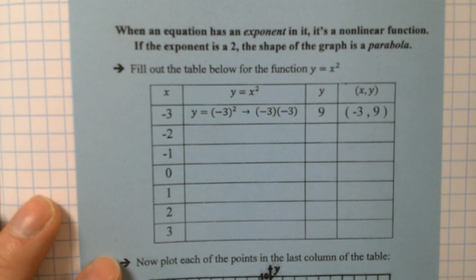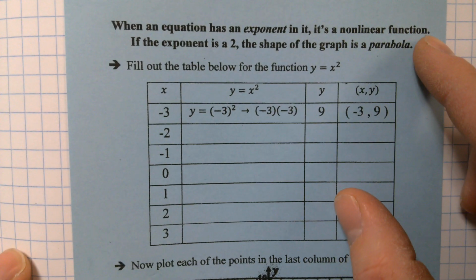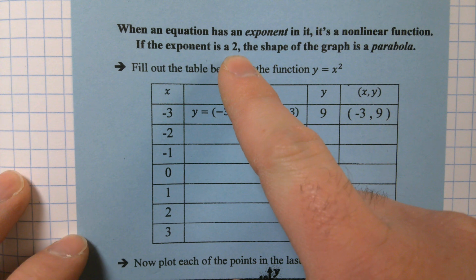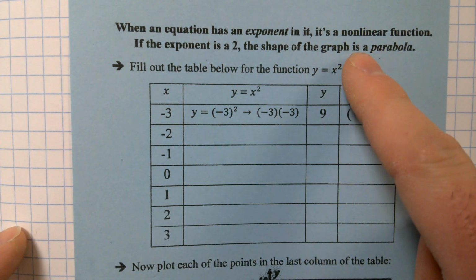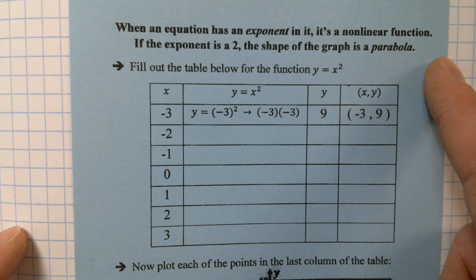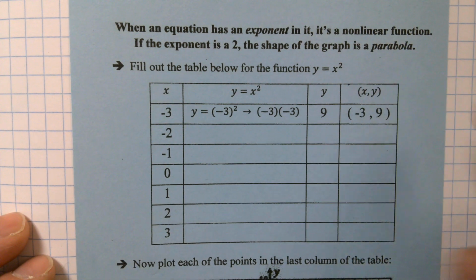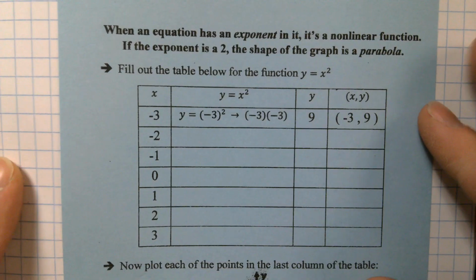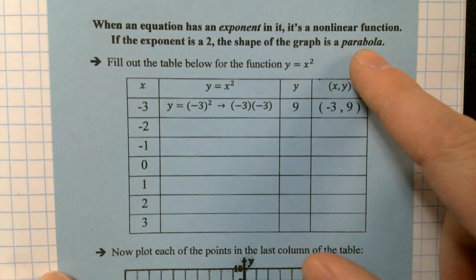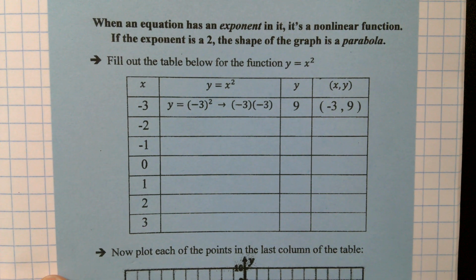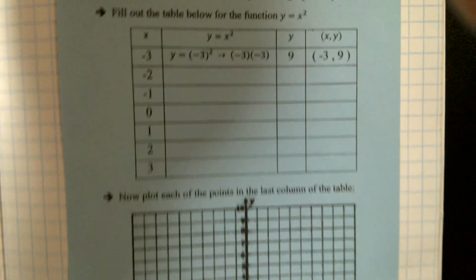So, when an equation has an exponent in it, this is what we talked about last week when we were describing functions. We know it is a nonlinear function. If the exponent is a 2, which is what we're going to be seeing a lot of today, the shape of the graph is a parabola. Everybody say parabola. Parabola is the name of the function, right? It looks like a little U.